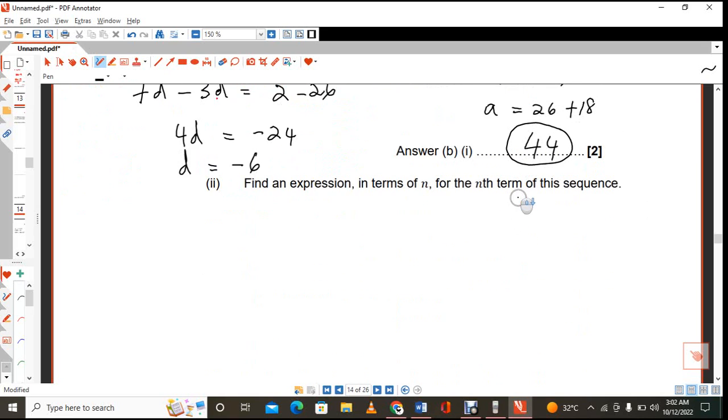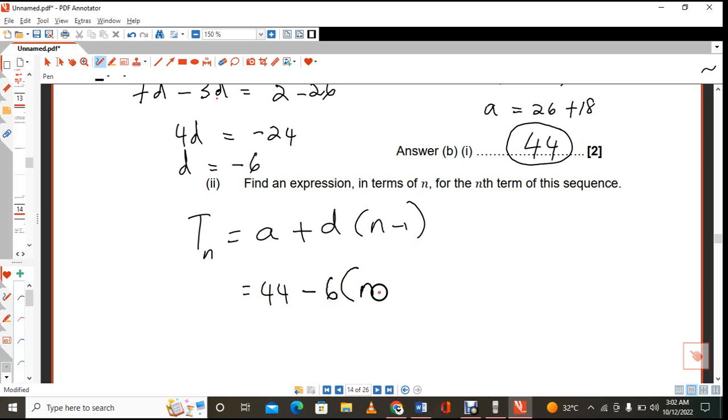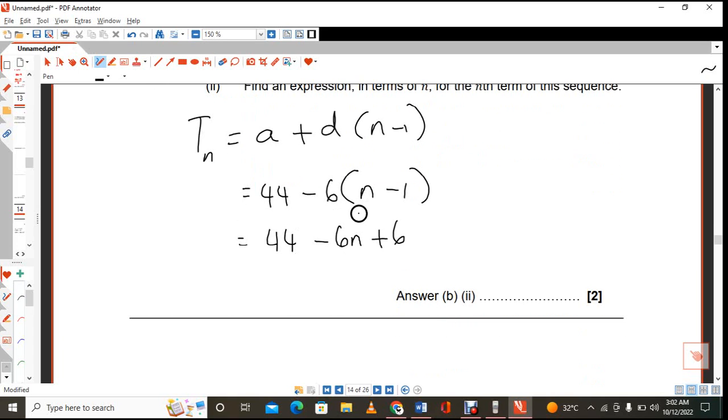Now they say find an expression in terms of n for the nth term of this sequence. So we know from our nth term we have a plus d open bracket n minus 1. Our a is 44. Our d is negative 6 times n minus 1. So we can go ahead and clear this up. So it's going to be negative 6n. Careful here, plus 6. So 44 plus 6 is 50. So the final answer, therefore, should be 50 minus 6n. And that is our formula. Some people put this common difference behind or in front. Doesn't really matter where you put it.